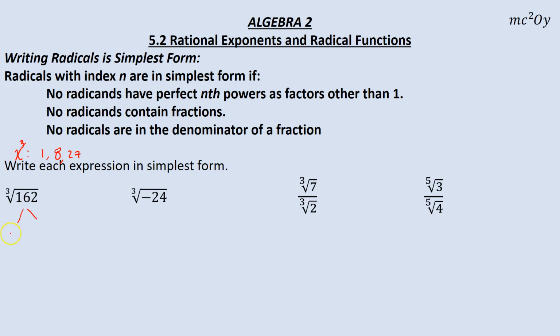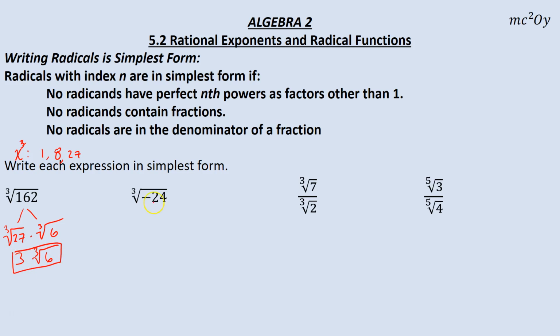I look at it and I know 27 goes into this. This becomes the cubed root of 27 times the cubed root of 6, since 27 goes into 162 6 times. The cubed root of 27 is 3. And for the cubed root of 6, there's not a perfect cube that goes into 6, so I've now simplified it.